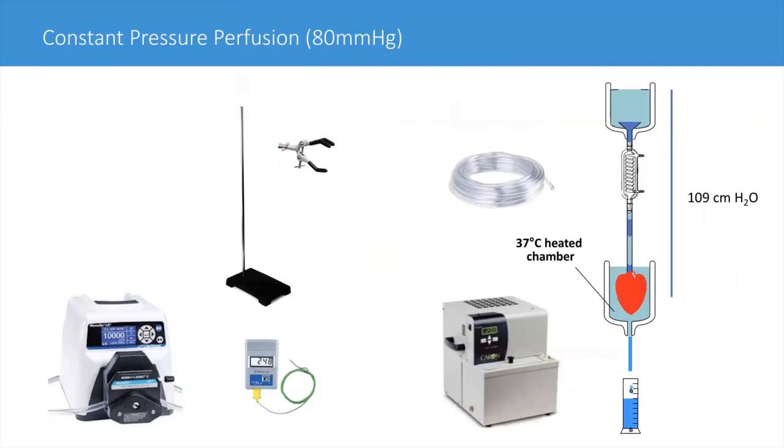Specifically, for the constant perfusion pressure mode, since the perfusion pressure is determined by the distance between the heart and the top of the perfusate reservoir, to achieve an 80 millimeter mercury perfusion pressure, the surface of your perfusate and the heart should be maintained at a vertical distance of 109 centimeters in order to perfuse the heart at the pressure of 80 millimeter mercury, as shown in this scheme.